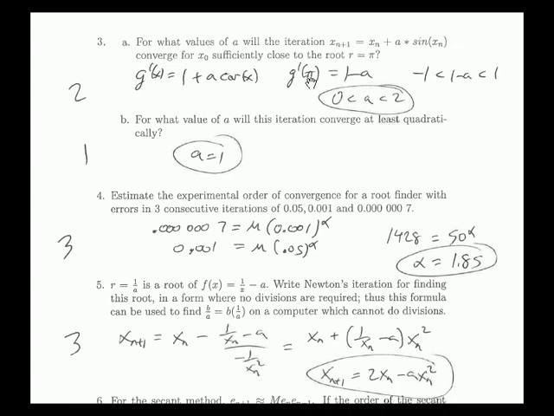And the derivative at pi then would be 1 plus a times cosine of pi, which is minus 1, so 1 minus a. Now is that less than 1 in absolute value? Well, it depends on what a is. And if a is between 0 and 2, it will converge. It will converge near the root pi. If a is not in that range, it won't. And if a is 1, g prime at the root will be 0, and you get quadratic convergence.